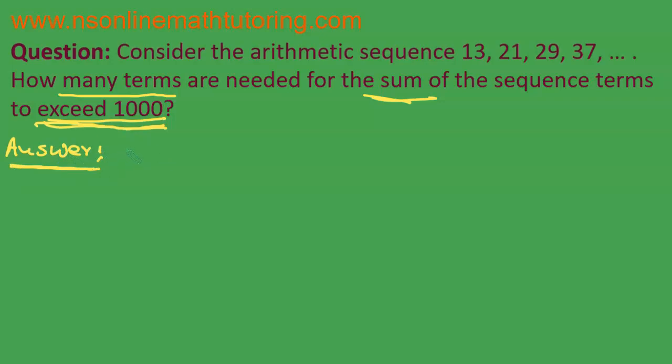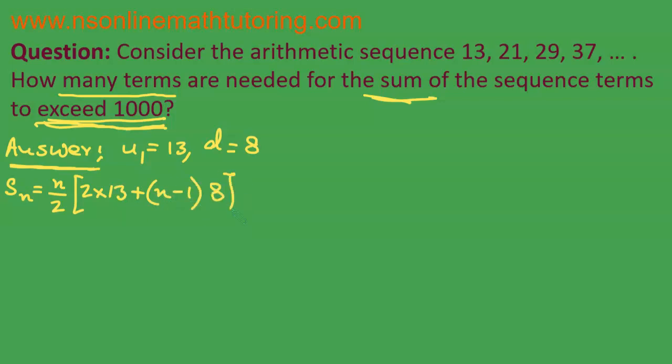So, the first term of this sequence is U1, which is equal to 13. What is the common difference? 21 minus 13 is equal to 8. Therefore, D is equal to 8. And we will be taking the same formula Sn, the sum total of the first n terms of any arithmetic series. This is equal to n over 2 times 2 times U1 plus n minus 1 times D, which should be greater than 1000.